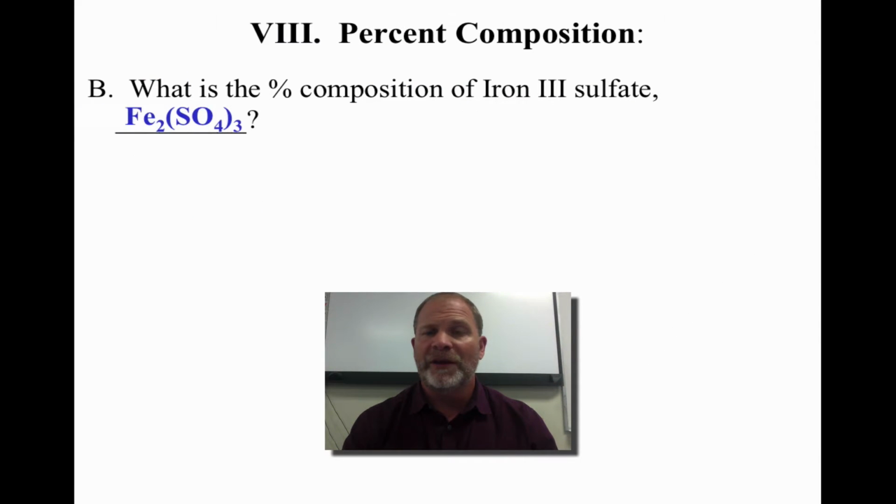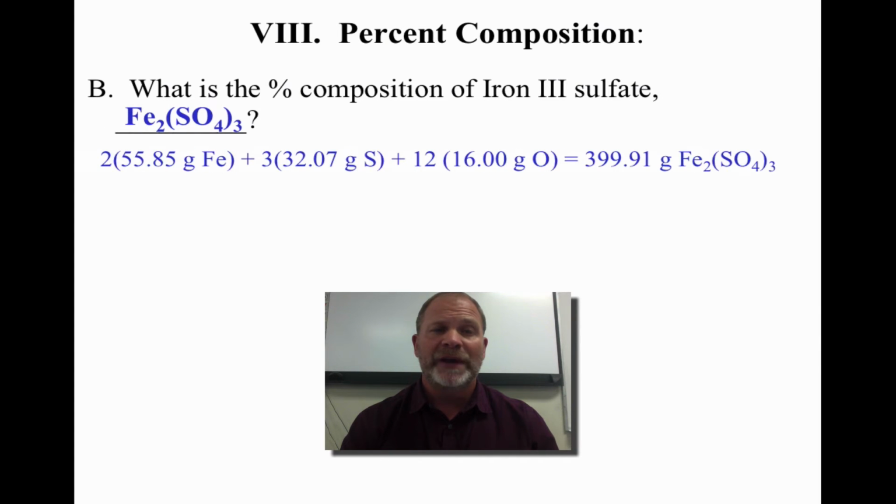Another example, we have iron 3 sulfate. So again, you do have to know nomenclature. So in this class, it's made up of 3 students, iron, sulfur, and oxygen. But first, to know each of their percents, I have to know the mass of the class. So I add up my 2 irons, my 3 sulfurs, plus my 12 oxygens. So these are my 3 students.